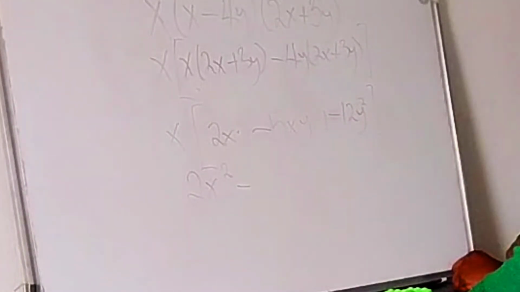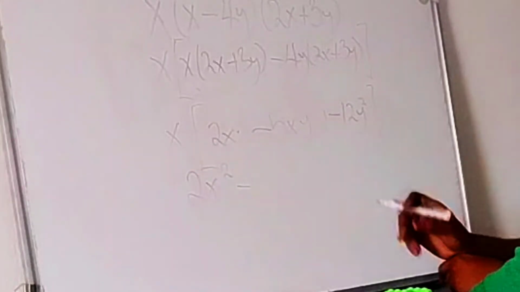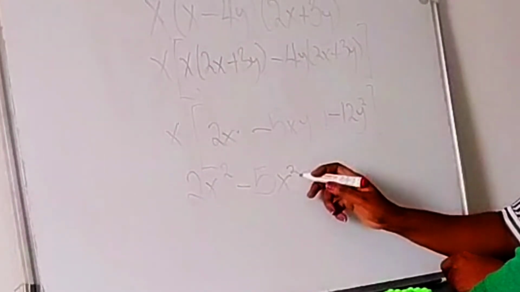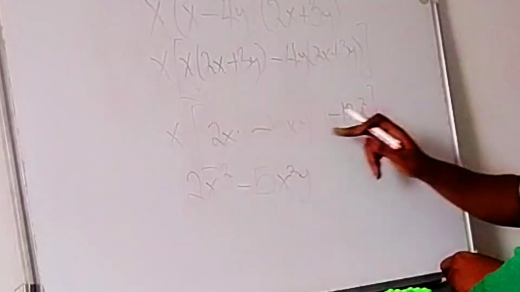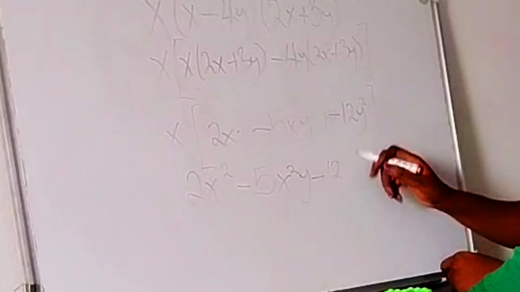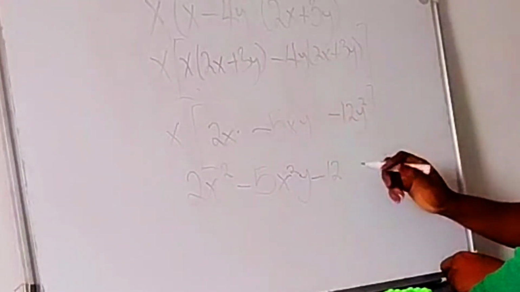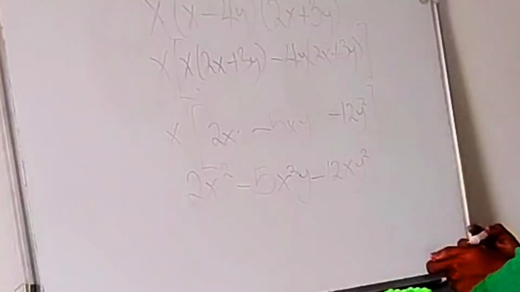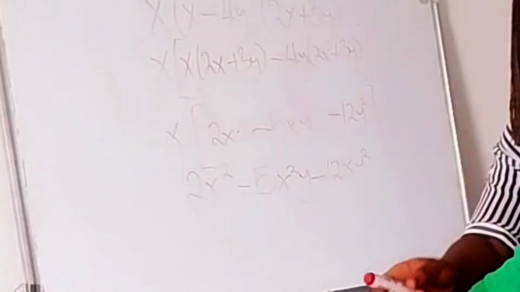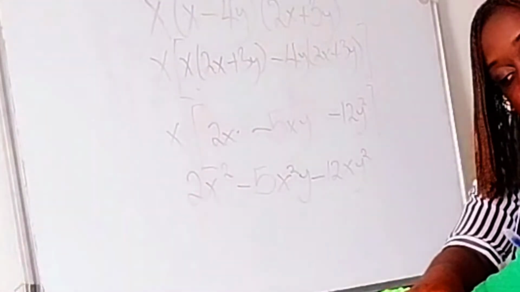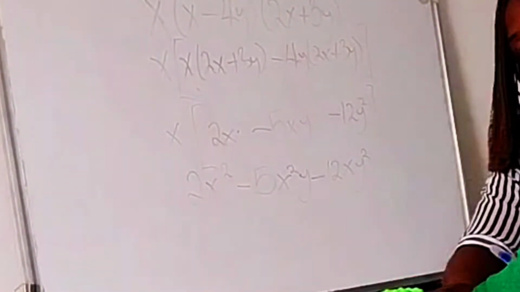Do you understand? So x times minus 5xy is what? 5x squared y. X times 12 minus 12. Don't forget the minus, okay? Minus 12xy squared. So what does the question say again? That we should find the coefficient of what? xy. The expansion of xy.